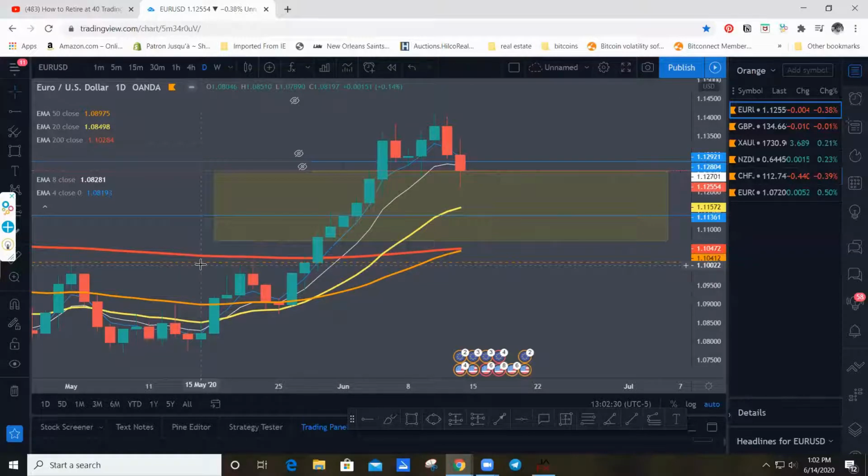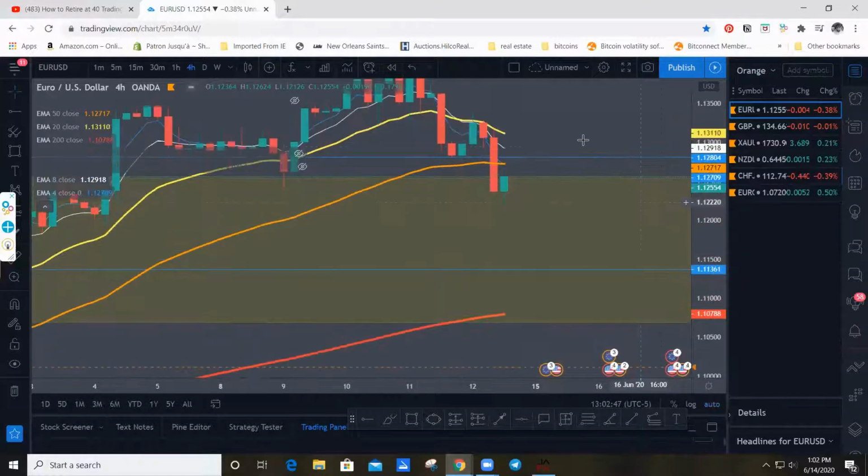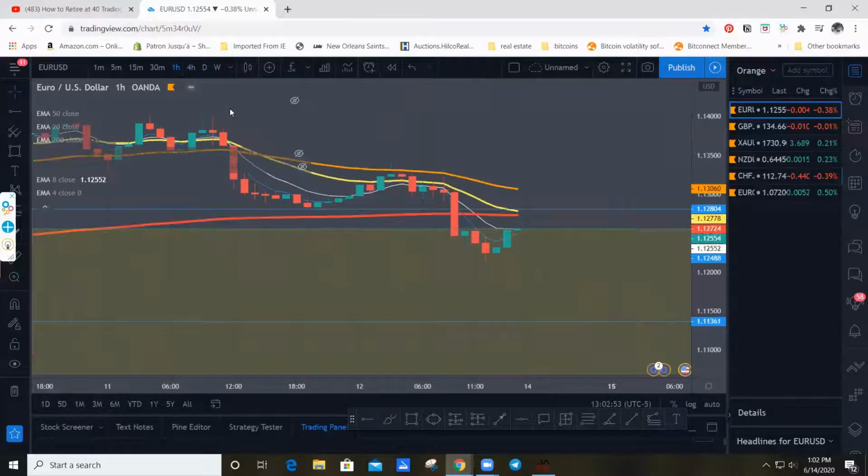Go to the 4-hour. Come back and test this before it continues to come back down to this 200. Okay, so that's the market structure there. On the day, it's coming back to test this. It might even come back and test this 50. Yeah, that's what I was looking at, possibly coming back to test the 50.